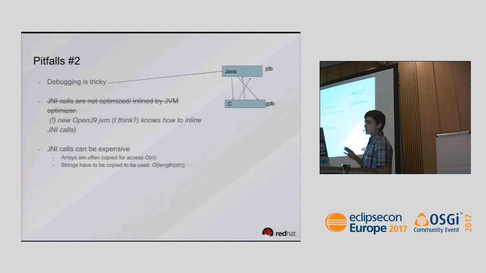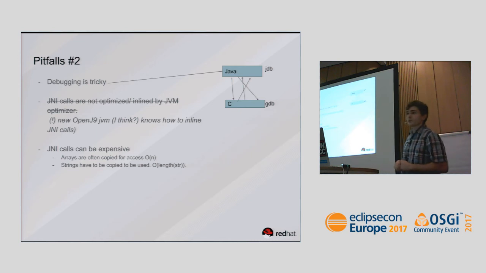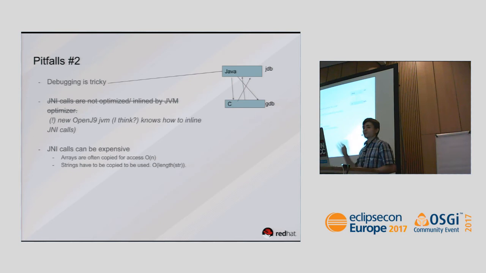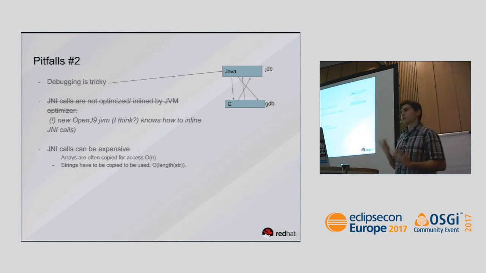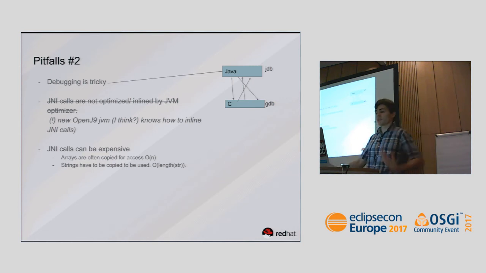Debugging the whole thing is not straightforward. You need to use 2 debuggers and you can't go from one to the other. You need to set breakpoints on both sides of the wall. In the past, there was no optimization for inlined JVM calls, but with the new OpenJ9 JVM, I think it now inlines them, so that improved things a bit. Now, when you use JNI, you have to be careful because sometimes it can copy in big chunks of a Java array, for example, into C, and that can be more expensive than doing it in Java itself.